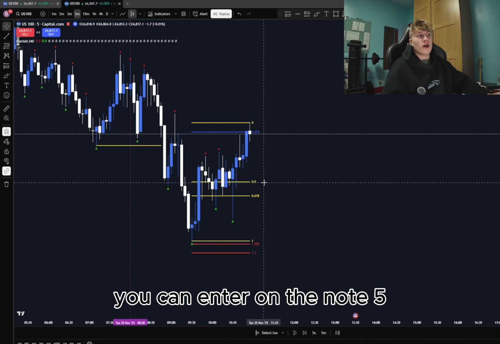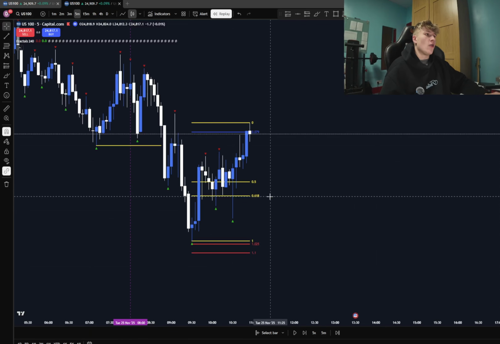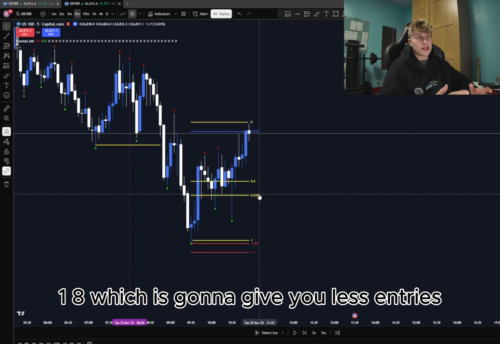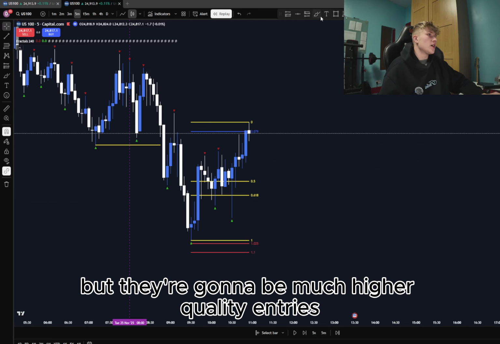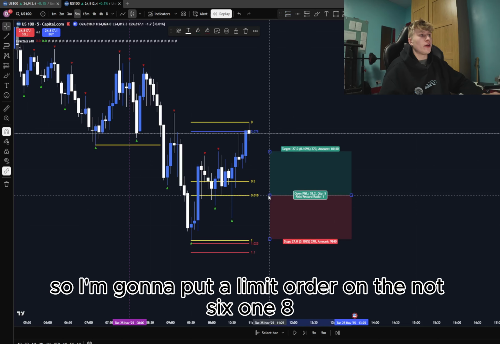You can enter on the 0.5, that'll give you a lot more entries, but they're not going to be as high quality entries. Or you can enter on the 0.618, which is going to give you less entries, but they're going to be much higher quality entries. So for me, I enter on the 0.618, so I'm going to put a limit order on the 0.618.